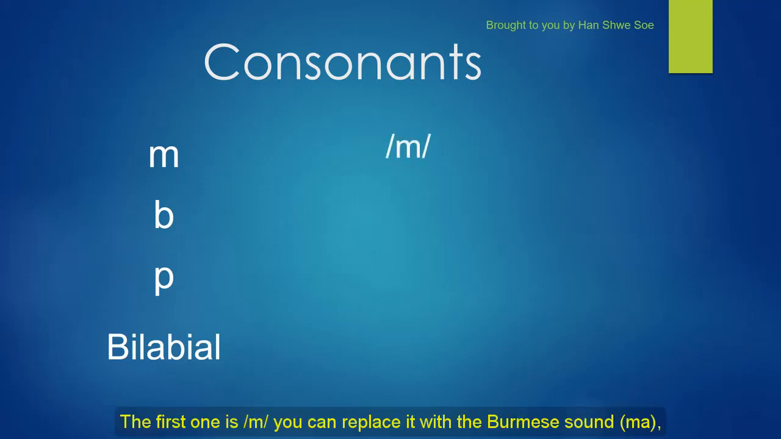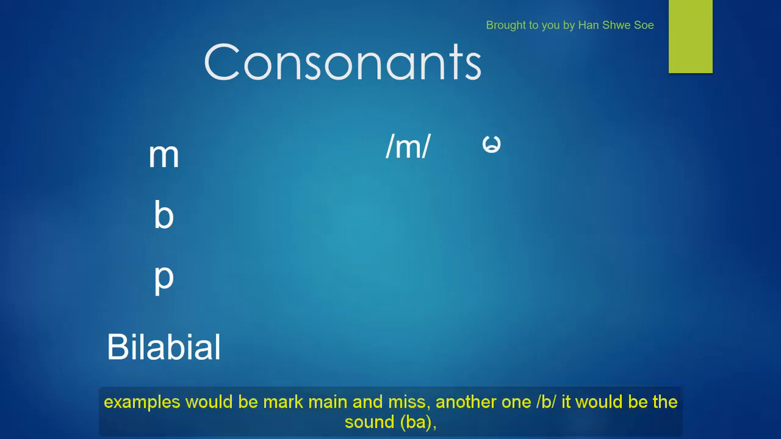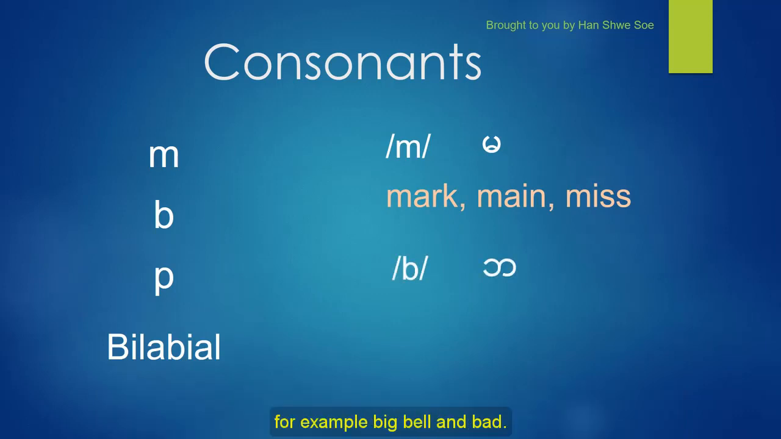The first one is m. You can replace it with the Burmese sound ma. Examples would be muck, main, and miss. Another one, b. It would be the sound ba. For example, big, bell, and bat.